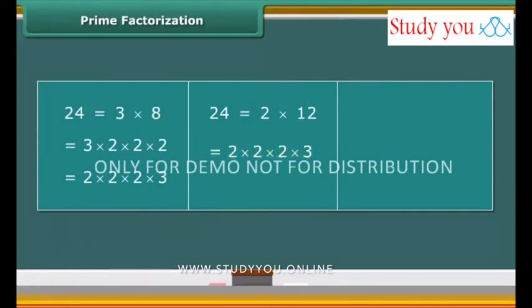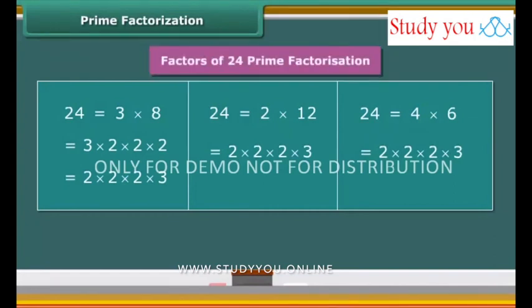One more way in which 24 can be written is 4 into 6. The factor 4 can be further factorized as 2 into 2. The factor 6 can be further factorized as 2 into 3. 24 can be again written as 2 into 2 into 2 into 3. Thus, in all the factorizations of 24, we ultimately arrive at the factorization 2 into 2 into 2 into 3.